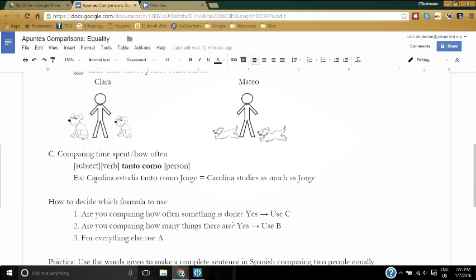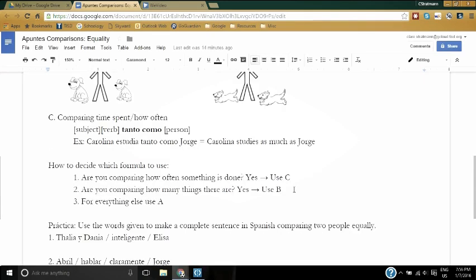So if we want to say Carolina studies as much as Jorge, or as often as Jorge, that'd be Carolina estudia tanto como Jorge. Now your next question should be, great, wonderful, we've got these formulas. How do I know which one to use? Well, I try to make it simple. I have three questions you ask yourself.